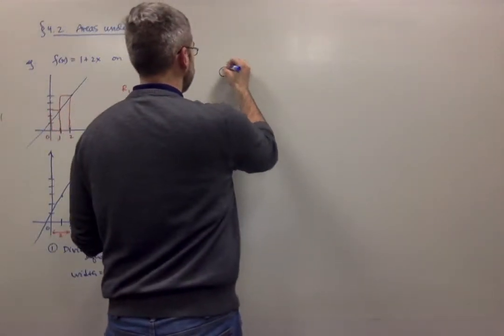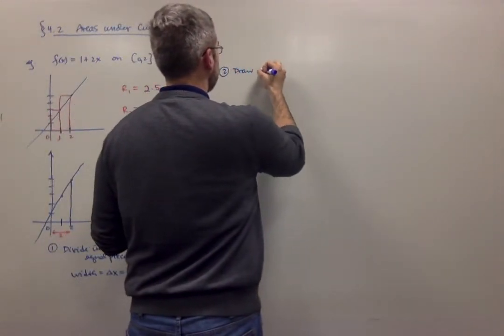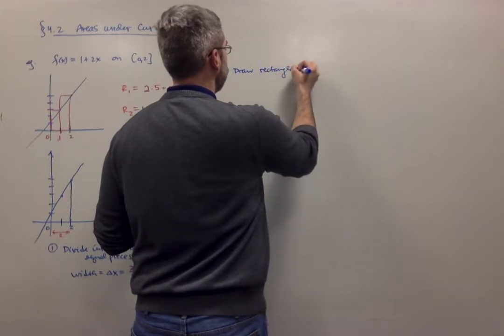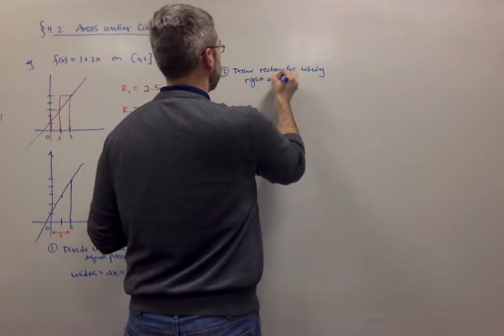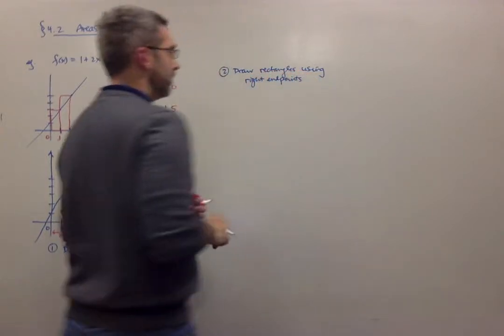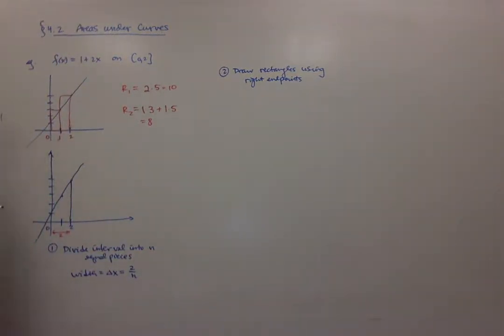Second step, I'm going to draw the rectangles. And again, you don't have to, but I'm going to use right endpoints. I'll talk a little bit about using something else a little later. But I'm going to use right endpoints. So I'm going to draw in a bunch of these types of rectangles here. I'm going to cut my interval up, and then draw rectangles using the right sides. I don't have to draw all the rectangles, just a few of them.